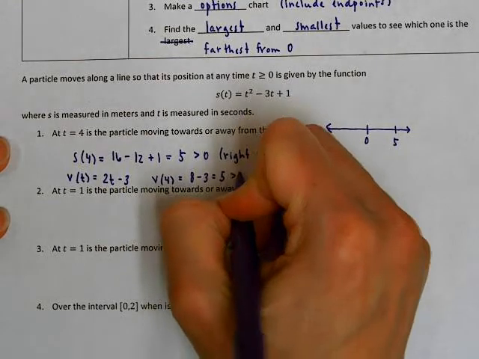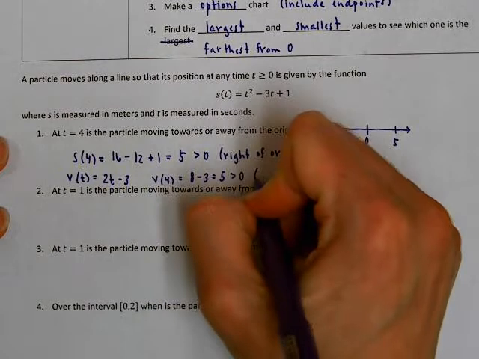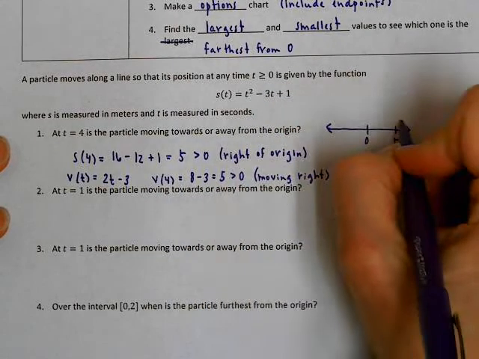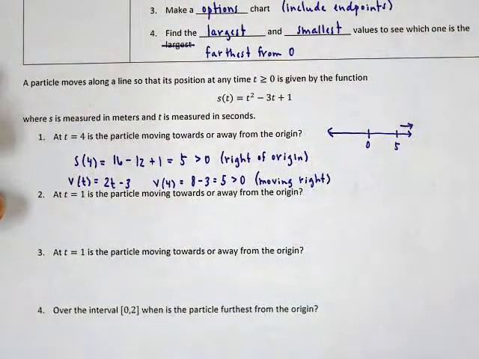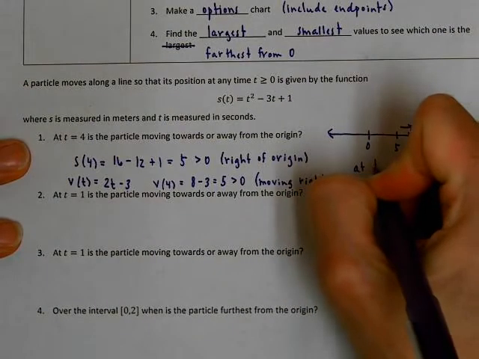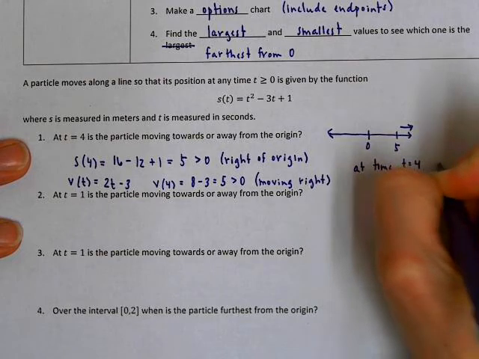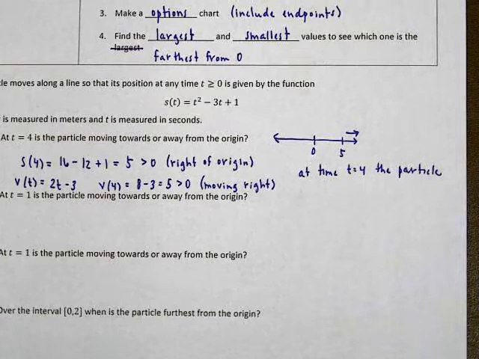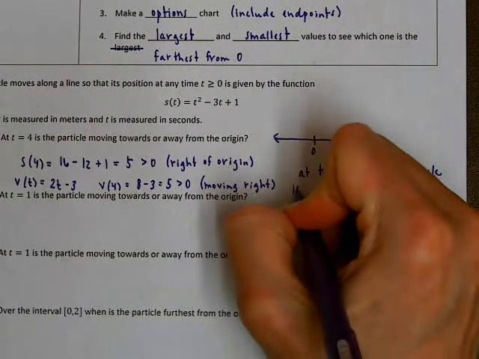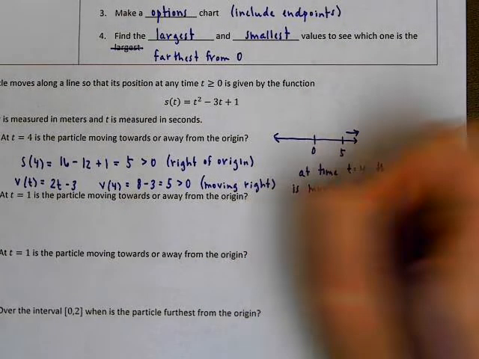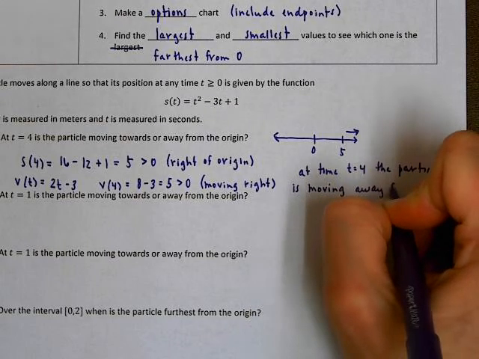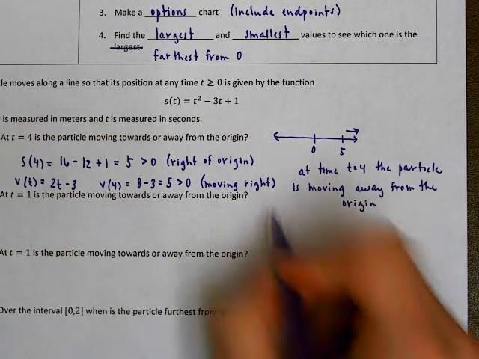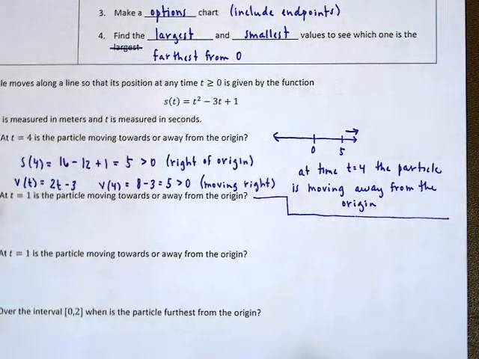So since my velocity is also greater than 0, that tells me I'm moving right. So based on that analysis, I know at time t equals 4, the particle, so I'm trying to smush this over here, time t equals 4, the particle is moving away from the origin. So that's how that analysis would look in the context of an actual problem.